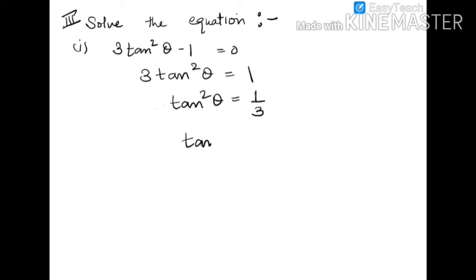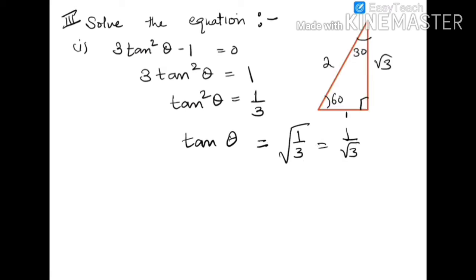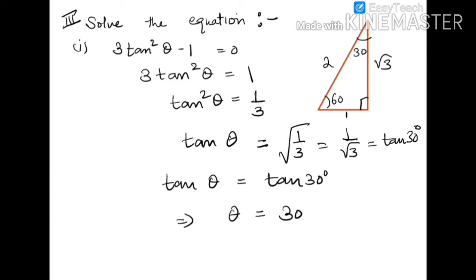Now we will take the square root on both the sides. So tan theta is equal to square root of 1 upon 3, which is equal to 1 over square root of 3. Now replace 1 upon root 3 as tan of an angle. So looking at the triangle, tan 30 is 1 upon root 3. So tan theta is equal to tan 30 degrees. So this implies theta is equal to 30 degrees.